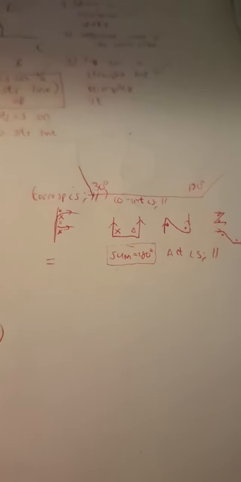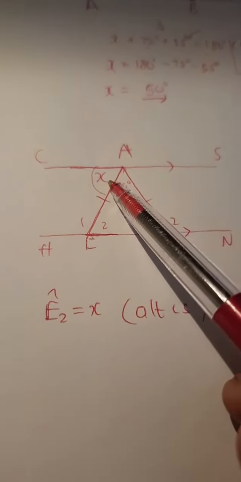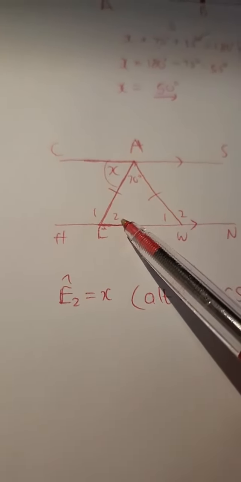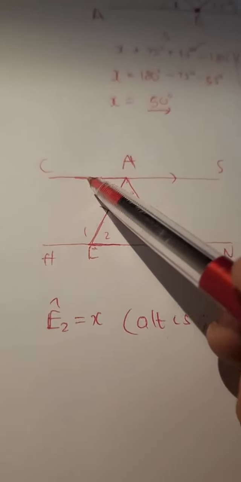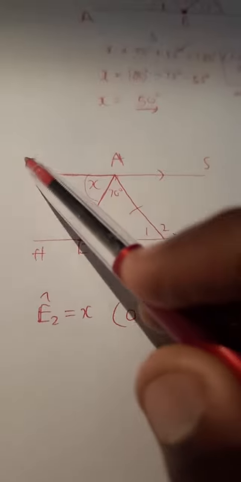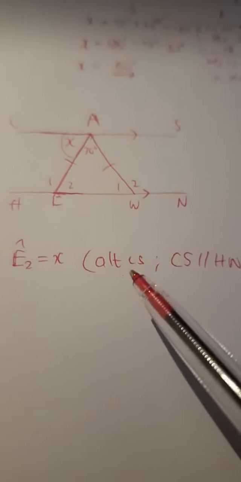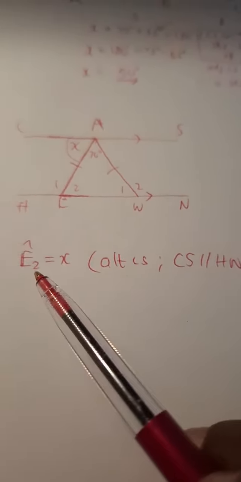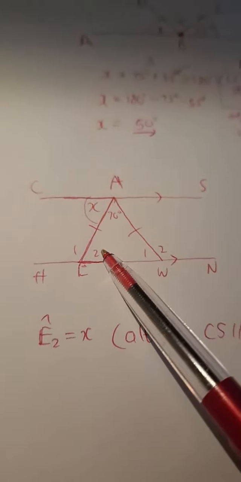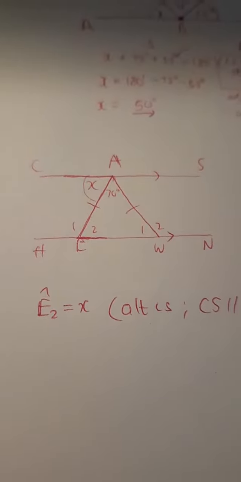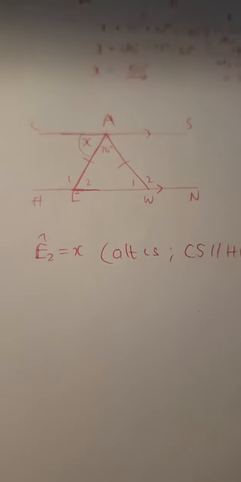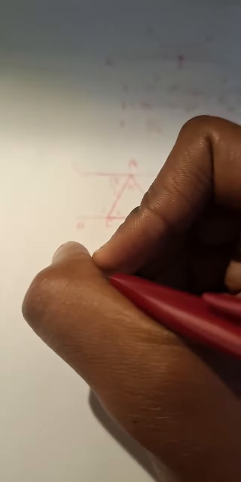If you do that, then you will always be getting the marks that you deserve. So that's why, guys, angle E2 is equal to x. It's because of alternate angles, the Z relationship with the lines that are parallel, which makes angle E2 also equal to this value of x as well. Okay. Right. Now, let's move on to the next question.